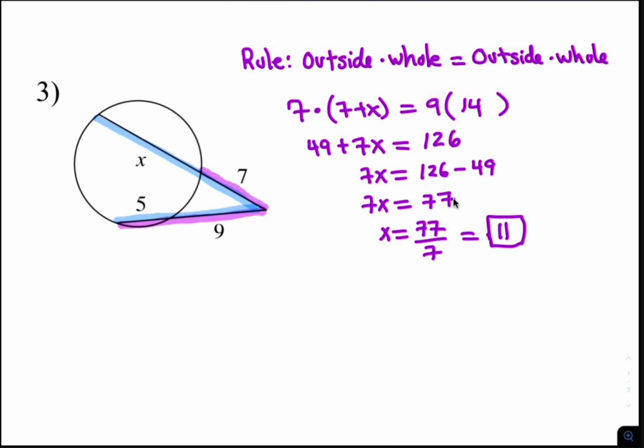126 minus 49 is 77. So 7 times X equals 77. We'll have to divide by 7 on both sides. So X is 77 divided by 7, which is 11.